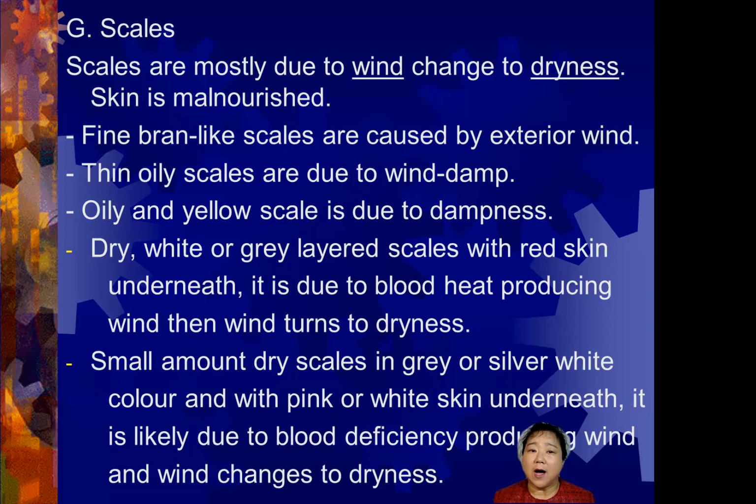Dry, white or gray layered scales with red skin underneath, it is due to blood heat producing wind, then wind turns to dryness. Small amount dry scales in gray or silver white color and with pink or white skin underneath, it is likely due to blood deficiency producing wind.